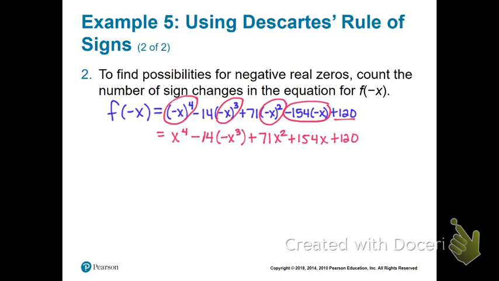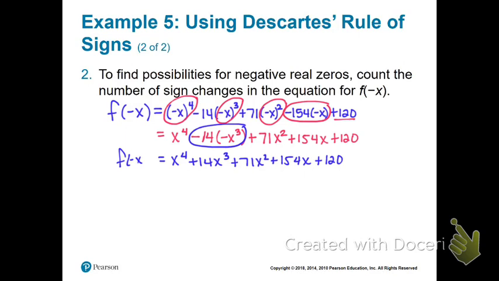Now we still have a little bit of work to do right there in that second term. So we have x to the 4th. What's negative 14 times negative x cubed? Positive 14x cubed. And everything else I can just bring down now. Alright, remember this is f of negative x. And so once we do that, we need to count the number of sign changes that we have. First term's positive, second term is positive. There's no sign change there. Second term is positive, so is the third. Third is positive, so is the 4th. 4th is positive, so is the 5th. So there are no sign changes.